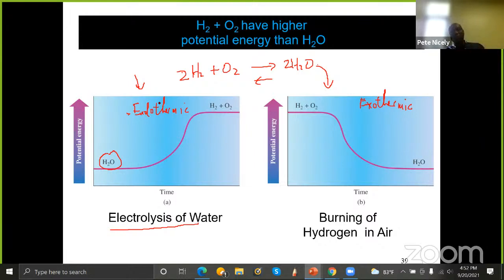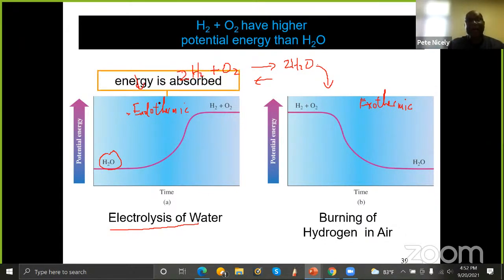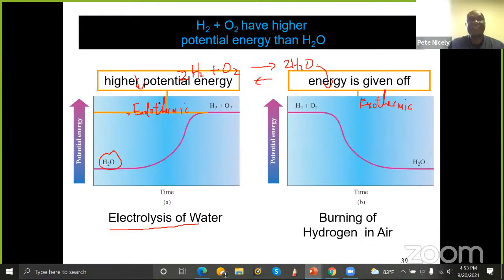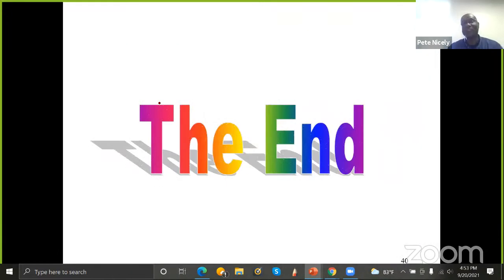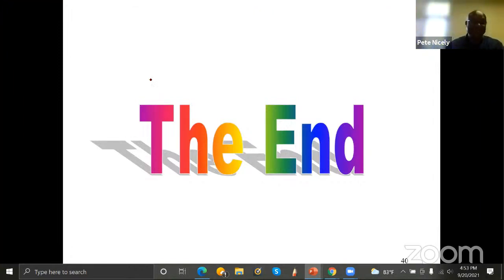So if you're forming water from hydrogen and oxygen, then that process will be exothermic. But if you're going the opposite direction, if water is reacting to form hydrogen and oxygen, then that process is going to be endothermic, right? So for one direction, the reaction will be exothermic, and for the reverse reaction, it's going to be endothermic. Okay, so that is just showing you that in the case of the first reaction, energy is absorbed, and in the second reaction, energy is given off. Okay, so believe it or not, that represents the end of this chapter here.